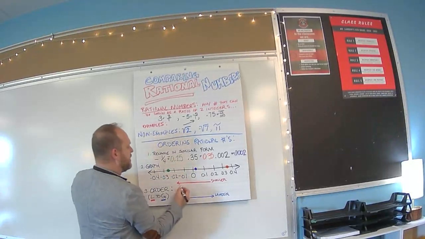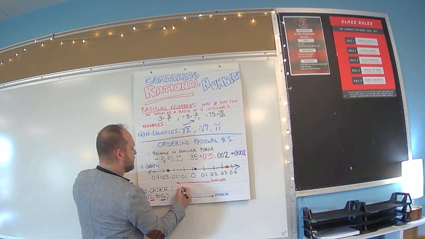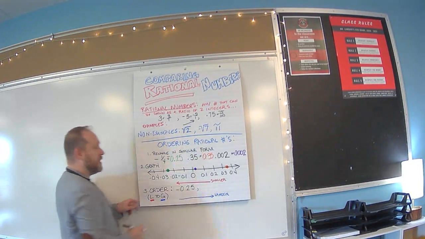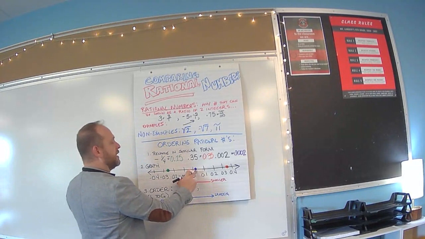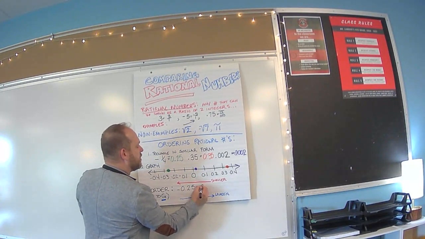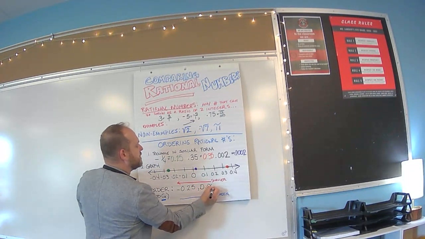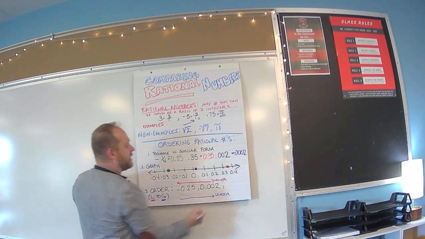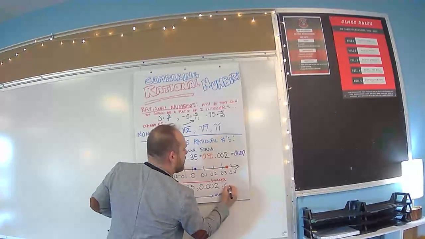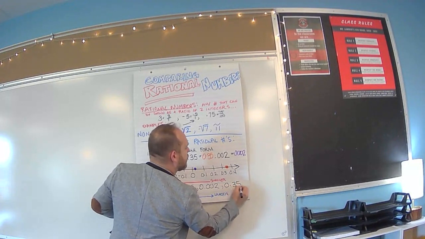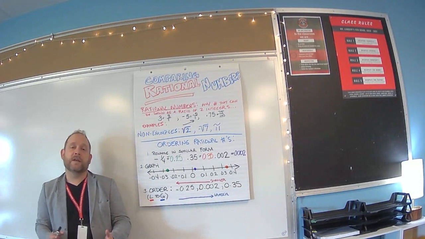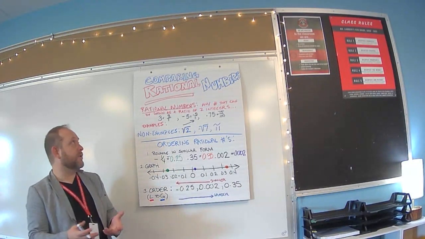So the first one was -25/100ths, so -0.25. My next number would be my next number on my number line. It would be this. It would be 2 1,000ths, 0.002. And last but not least, we would have our largest, or the farthest to the right. We have 0.35 or 35 hundredths.